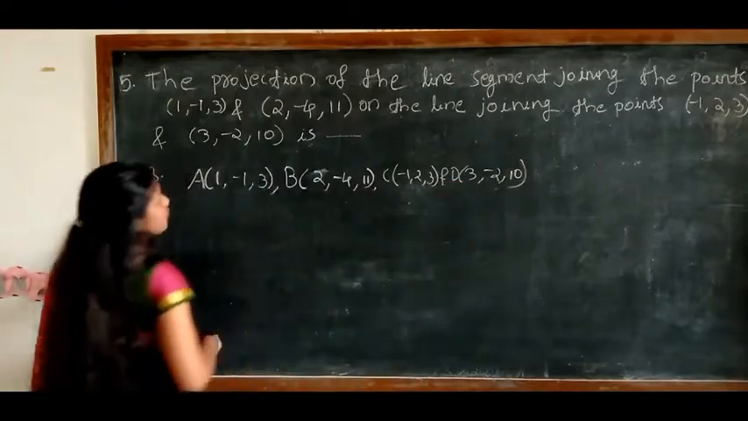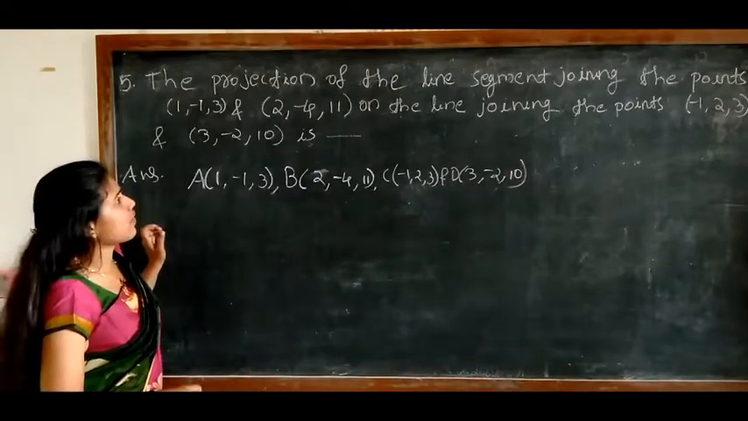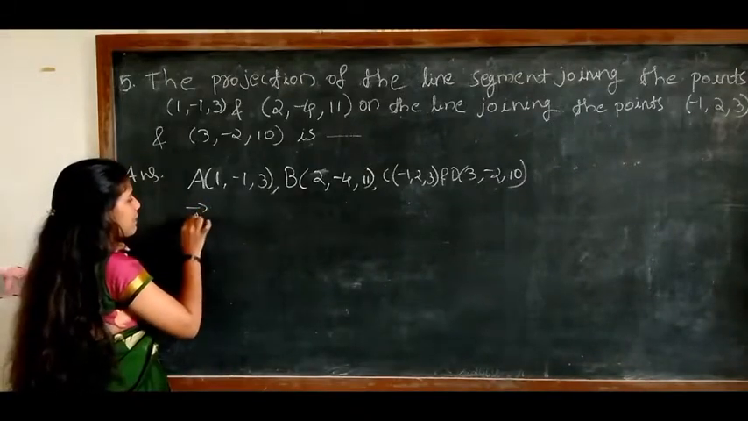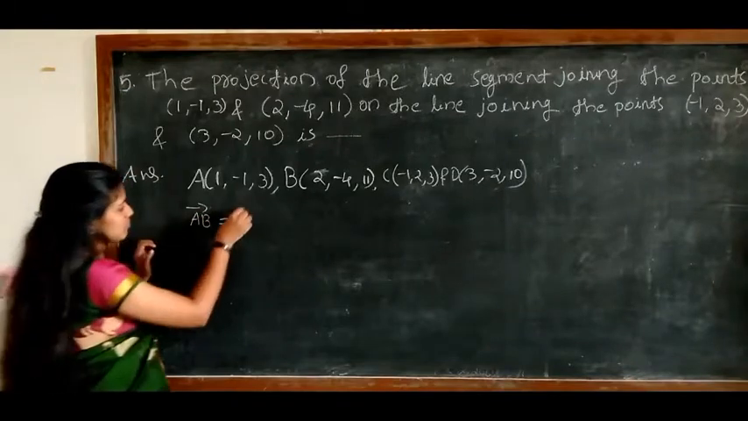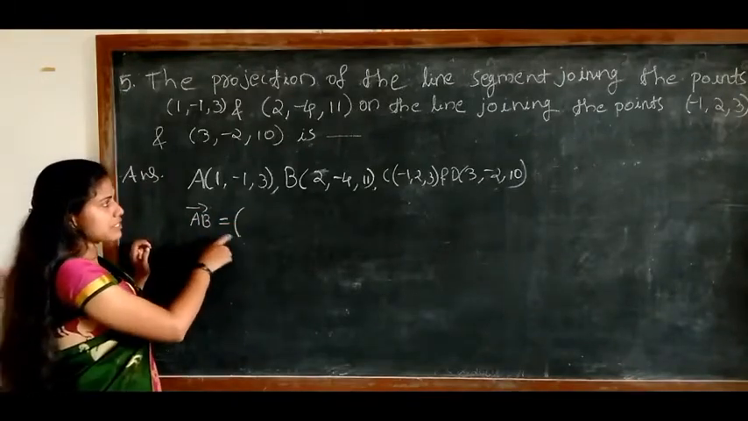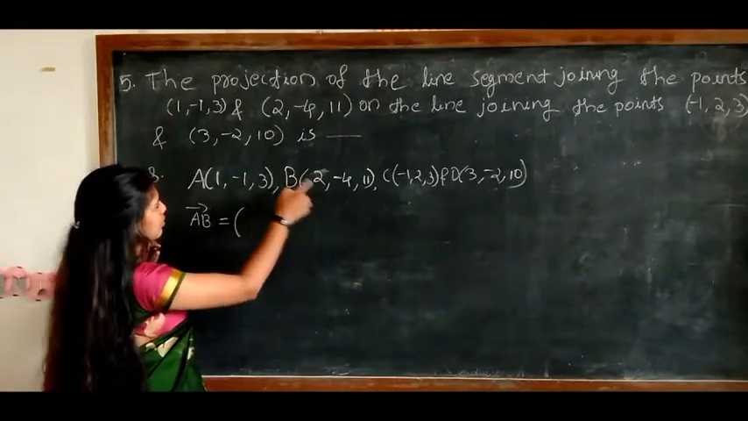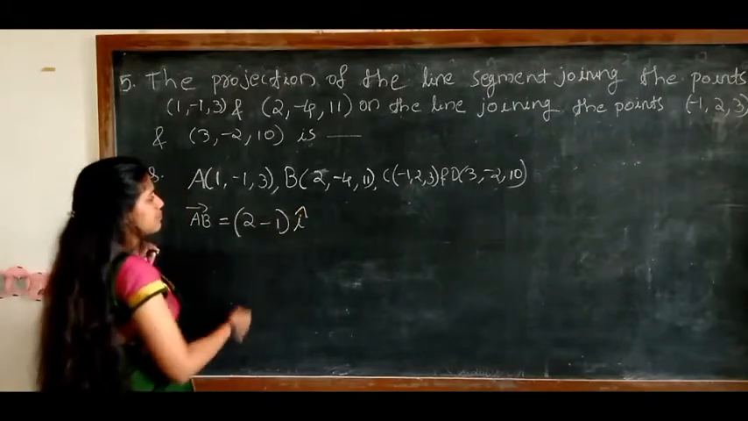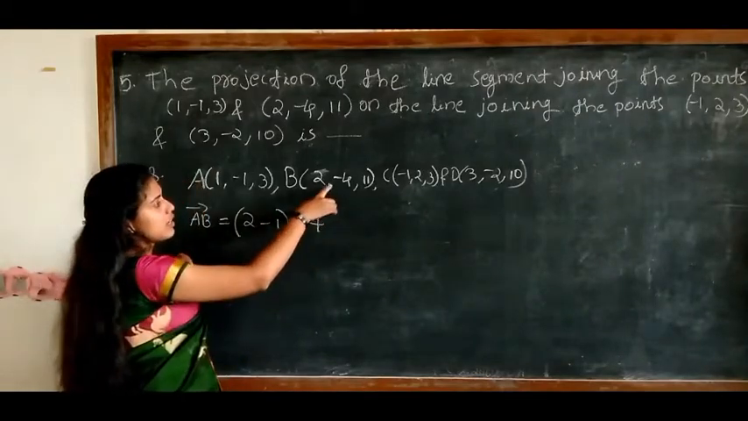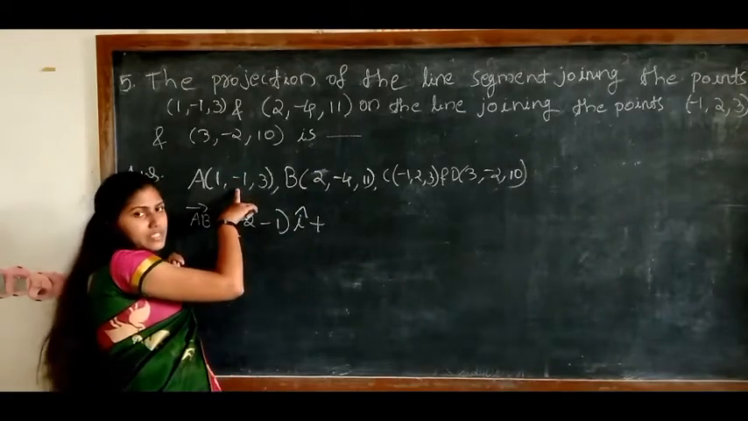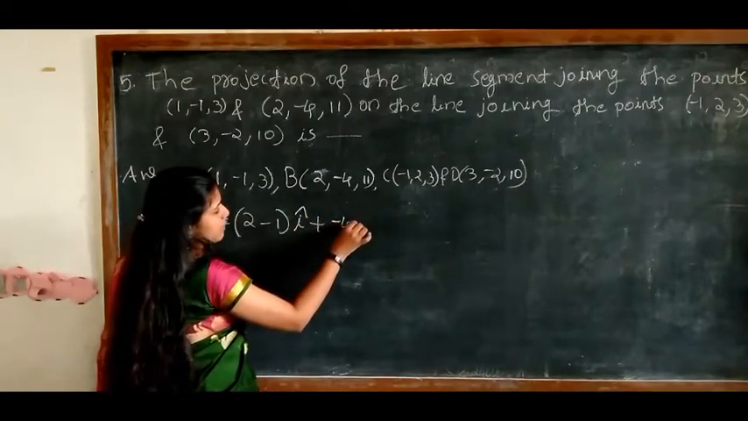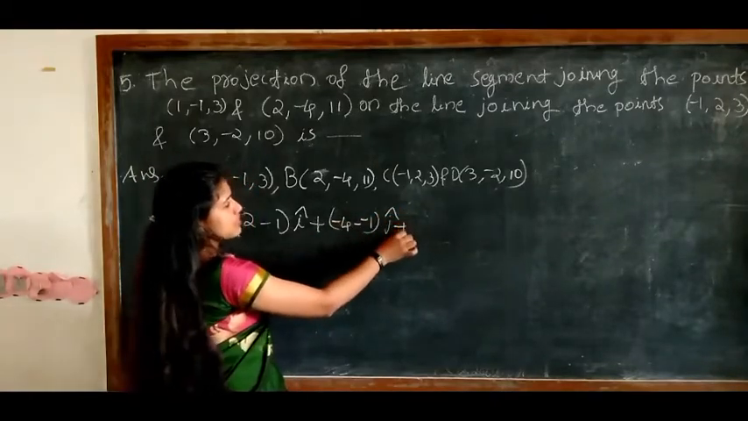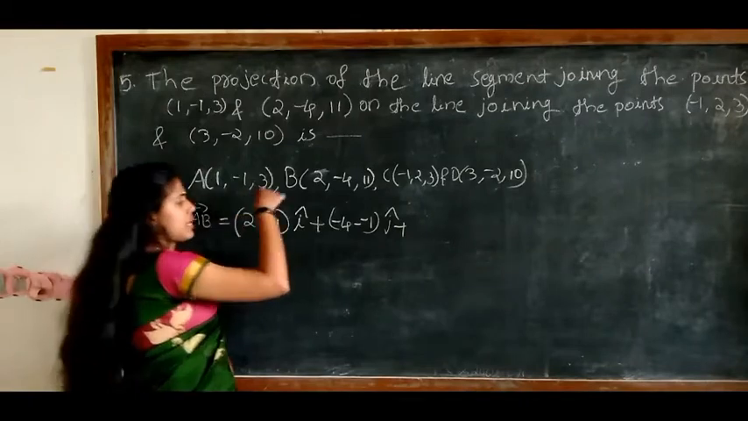Okay. First we are going to find the line segment joining, vector AB. That is, vector AB is equal to, we know that vector AB is equal to 2 minus 1 i cap plus next -4 minus -1 j cap plus 11 minus 3 k cap.